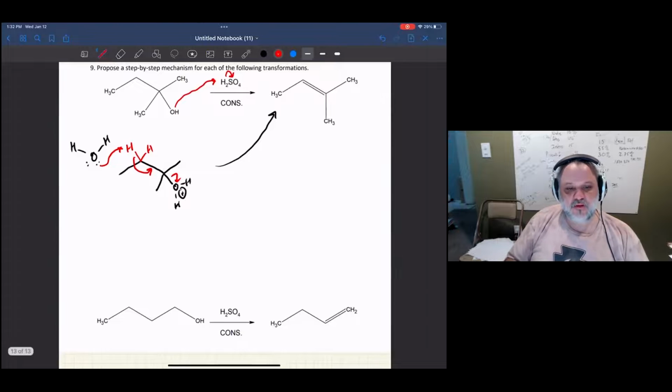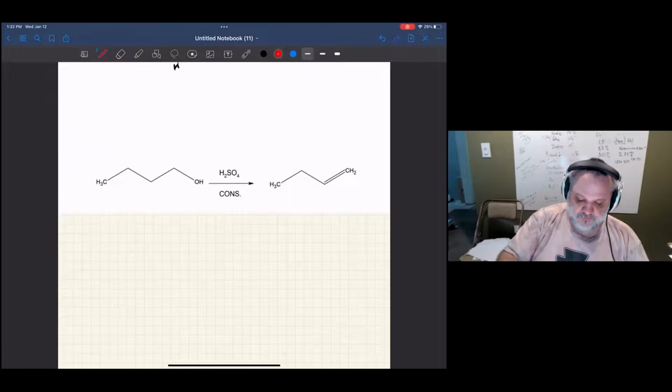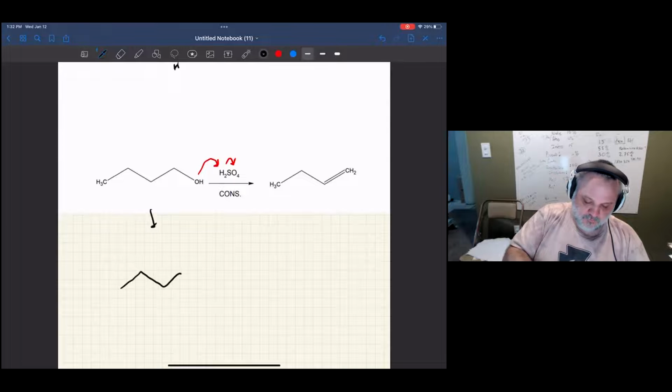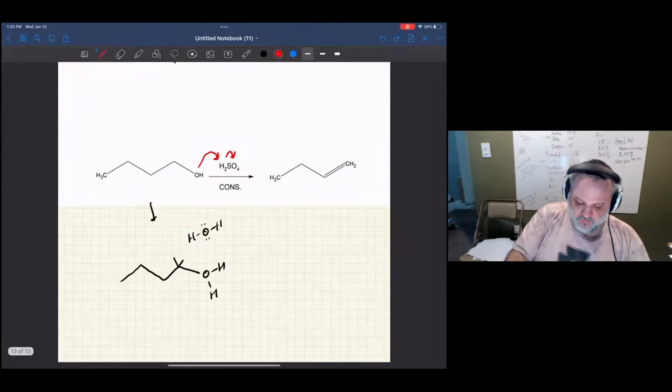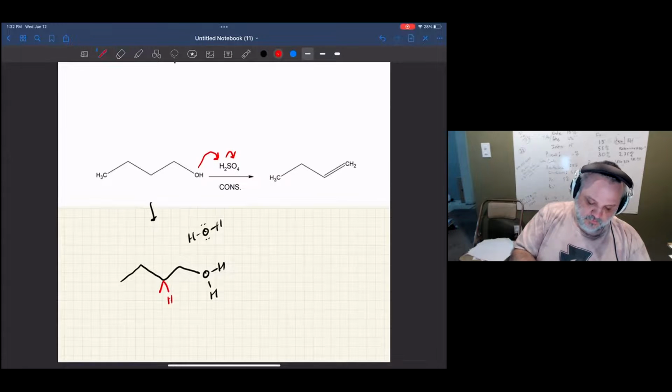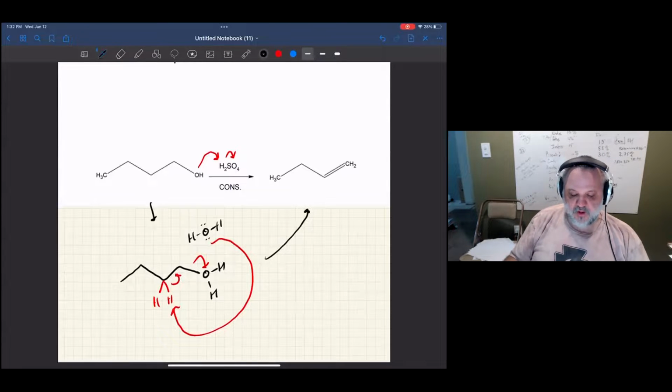Okay, let's do the next one. So it's the same situation, okay? I've got an OH, and it has to become protonated. I've got some water in solution, and now I can use that water to do a proton transfer. Those are the wrong protons. Here's the protons I want to work with. Now I can do a proton transfer, loss of a leaving group, and that forms my product.